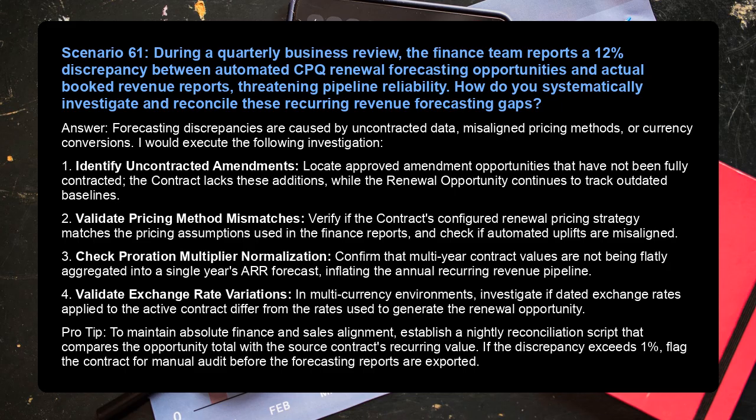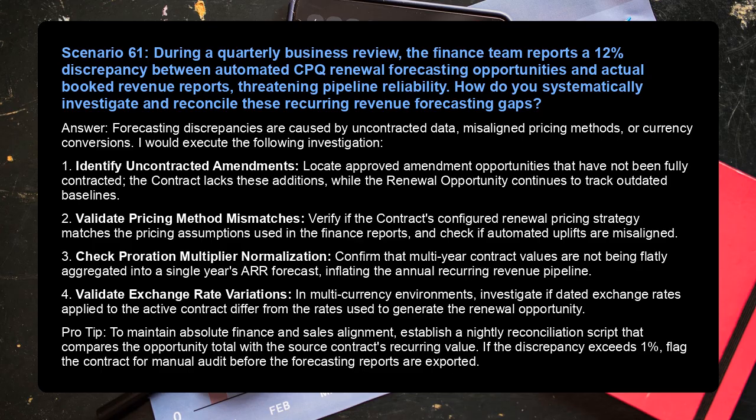How do you systematically investigate and reconcile these recurring revenue forecasting gaps? Answer: forecasting discrepancies are caused by uncontracted data, misaligned pricing methods, or currency conversions. I would execute the following investigation. 1. Identify uncontracted amendments. Locate approved amendment opportunities that have not been fully contracted. The contract lacks these additions, while the renewal opportunity continues to track outdated baselines.